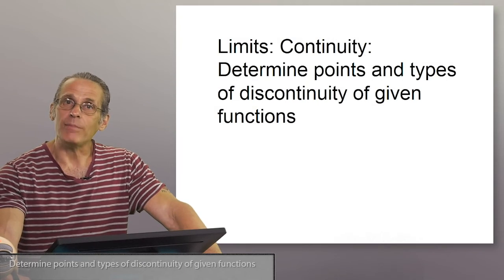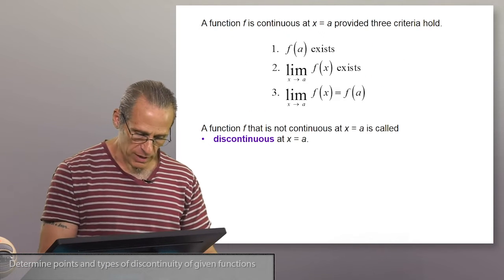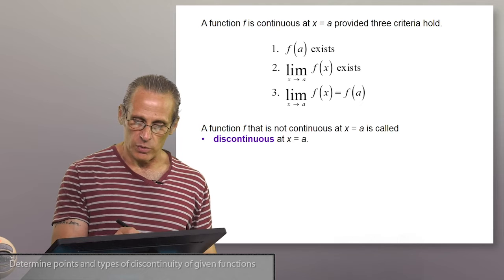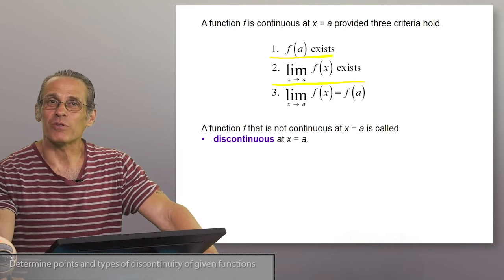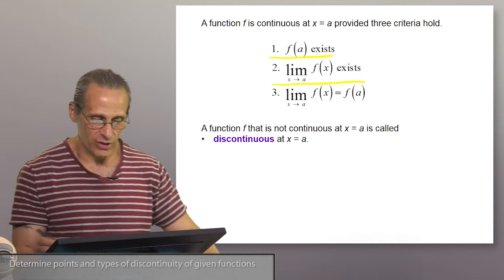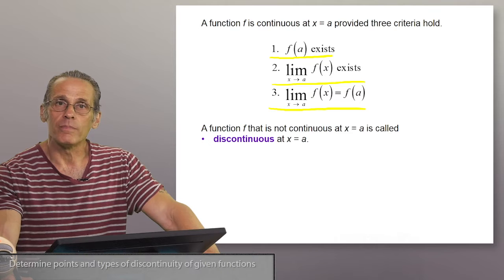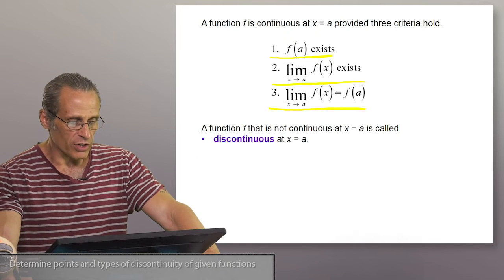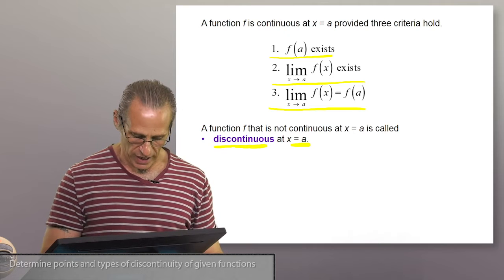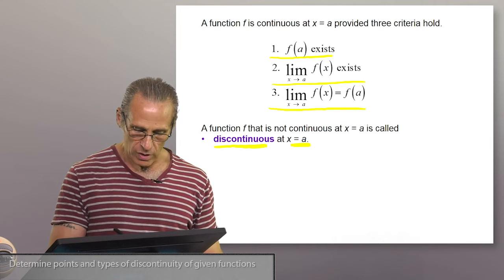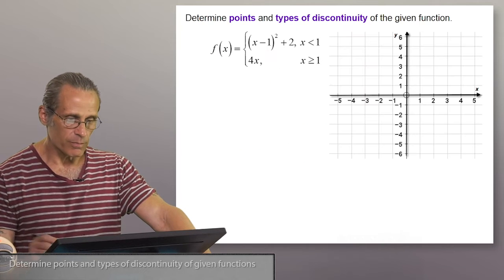Determine points and types of discontinuities of given functions. Now, we know what it means for a function to be continuous at x equals a. f of a has to exist. The two-sided limit as x approaches a of the function has to exist. And that two-sided limit has to equal f of a. But here's the thing. What we want to do is look at 3 ways a function could be discontinuous at x equals a. So our focus will be right here. What are 3 common discontinuities?